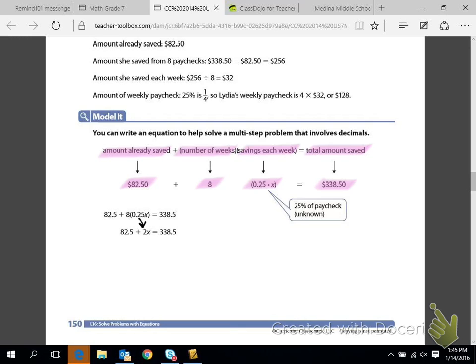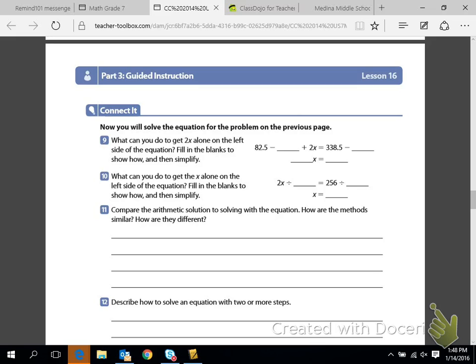So in order to solve this, we would take the same steps. We're going to make some connections about the problem we were just working with. It says now you will solve the equation for the problem on the previous page. 9 says, what can you do to get 2x alone on the left side of the equation? Fill in the blanks to show how, and then simplify.